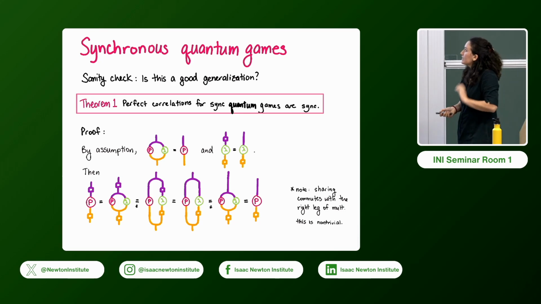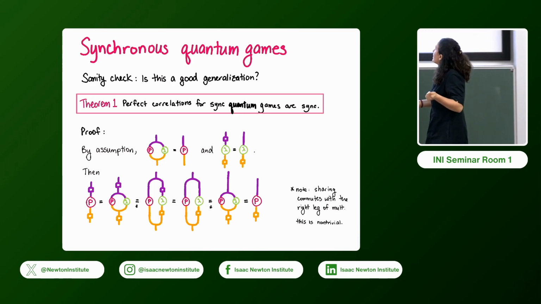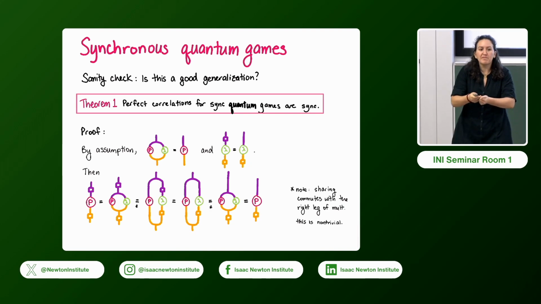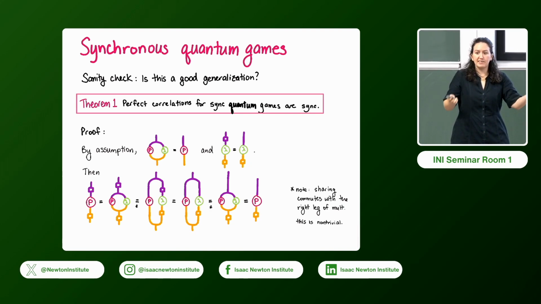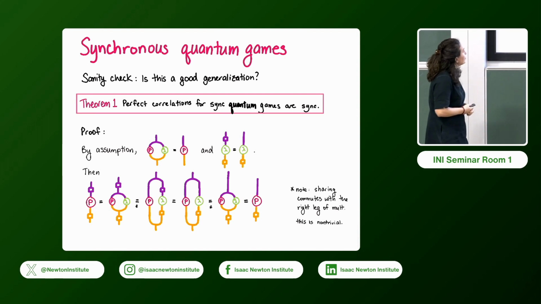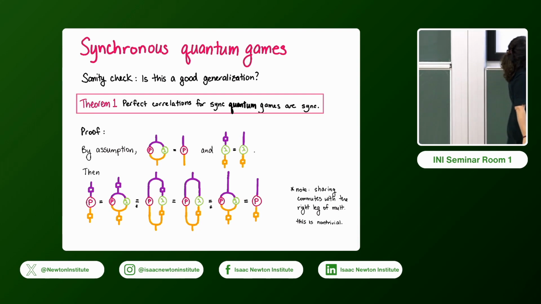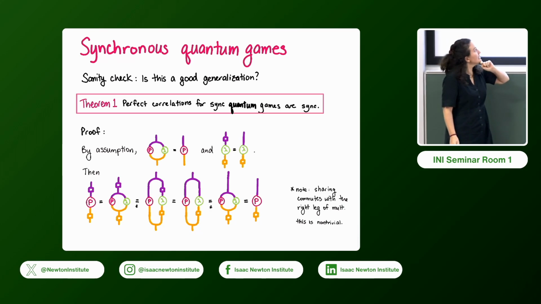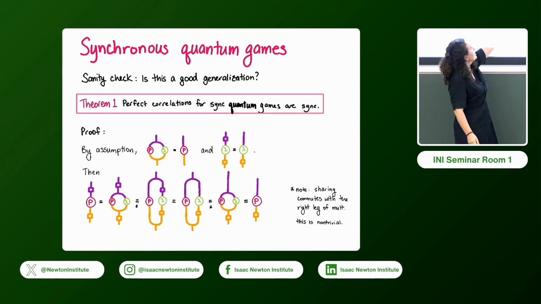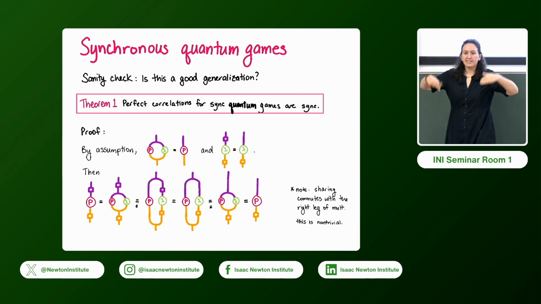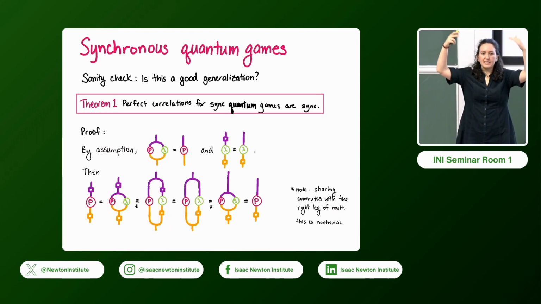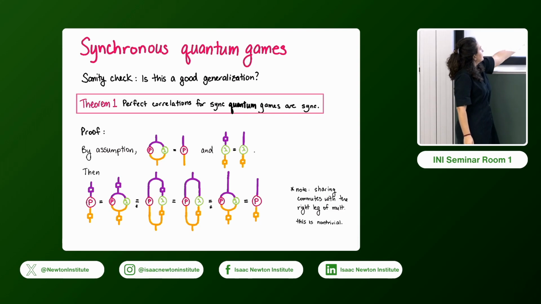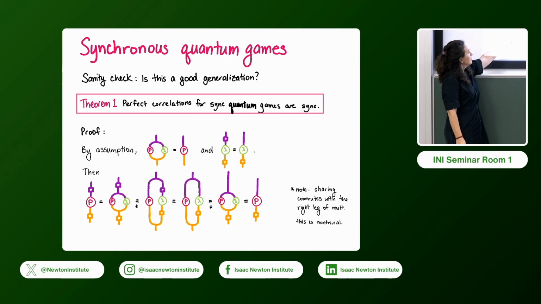So the first sanity check that I said we would need is: do synchronous games force their perfect correlations to be synchronous still? And you can prove this diagrammatically. So we're going to assume that P is a perfect correlation for the game lambda. And we're going to assume that lambda is synchronous. So after this project onto the diagonal operation, we're still on the diagonal. Okay. And then you can check the same condition for P.